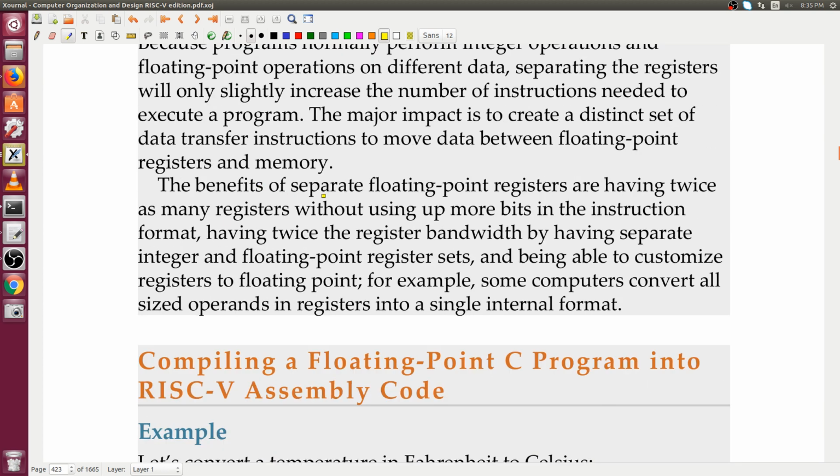The benefits of separate floating point registers are having twice as many registers without using up more bits in the instruction format, and having twice the register bandwidth by having separate integer and floating point register sets. By twice the register bandwidth, this means that now instead of having to go through the same part of the register file to get the integer registers, we can go someplace else and go to the floating point registers. So that's what we mean by this bandwidth. Okay.